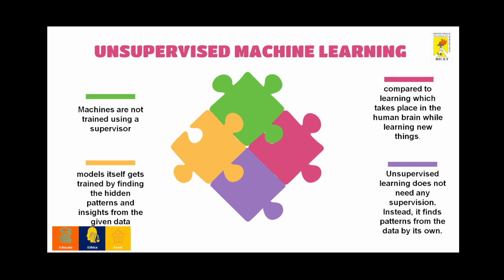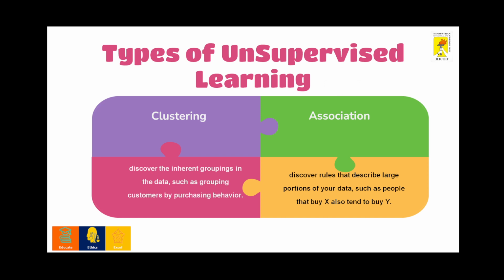Going to unsupervised machine learning, here the machines are not trained using a supervisor. The model itself gets trained by finding the hidden patterns and structures from the given data. The most important difference between supervised and unsupervised machine learning is that here the target variable is missing. There are no target variables; only the input parameters are given to the machine learning algorithm. The algorithm has to find the hidden patterns and representations by itself and give us the common following pattern recognition.